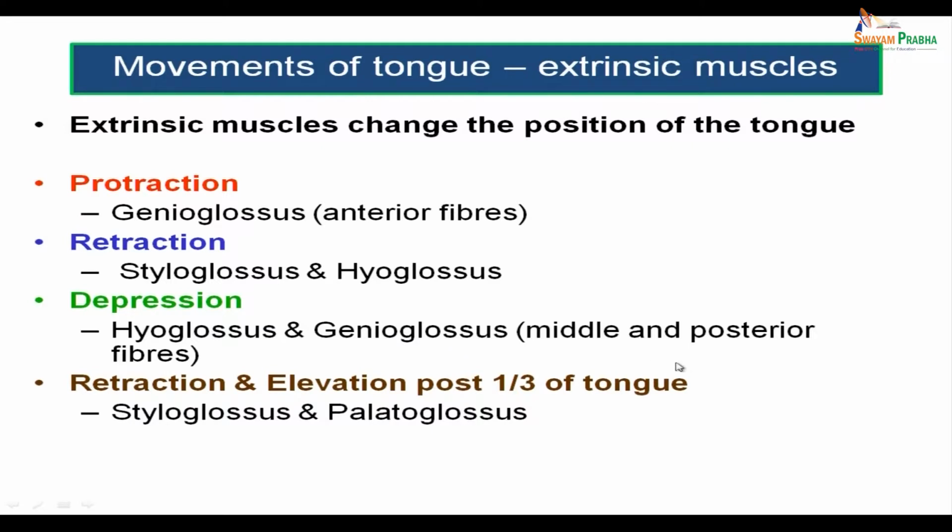So, now let us come to the function of the muscles. The extrinsic muscles, very importantly, change the position of the tongue. Protraction, that is pulling the tongue forwards, is brought about by the anterior fibers of genioglossus. Retraction, that is pulling the tongue backwards into the oral cavity, is caused by styloglossus and hyoglossus. Depression of the tongue towards the floor of the mouth is brought about by hyoglossus and the middle and the posterior fibers of genioglossus.